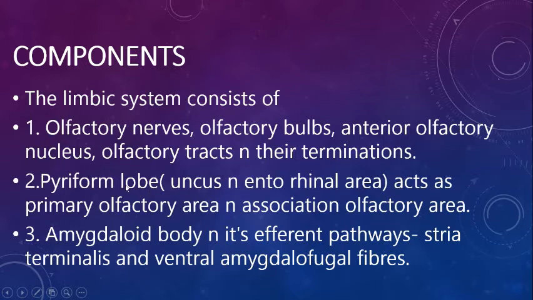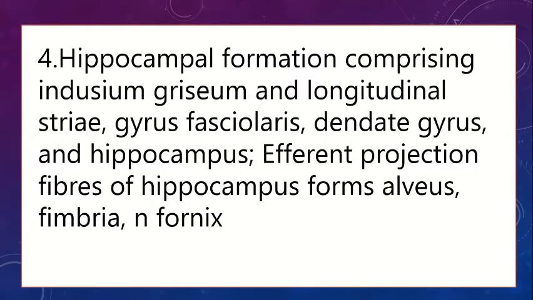Then we are going to discuss the pyriform lobe, which includes the uncus and entorhinal area. They act as the primary olfactory area and association olfactory areas. Then the third one is the amygdaloid body and its efferent pathways, the stria terminalis and ventral amygdalofugal fibers. Then the hippocampal formation comprising indusium griseum and longitudinal striae, gyrus fasciolaris, dentate gyrus, and hippocampus. Efferent projection fibers of the hippocampus form the alveus, fimbriae, and fornix.